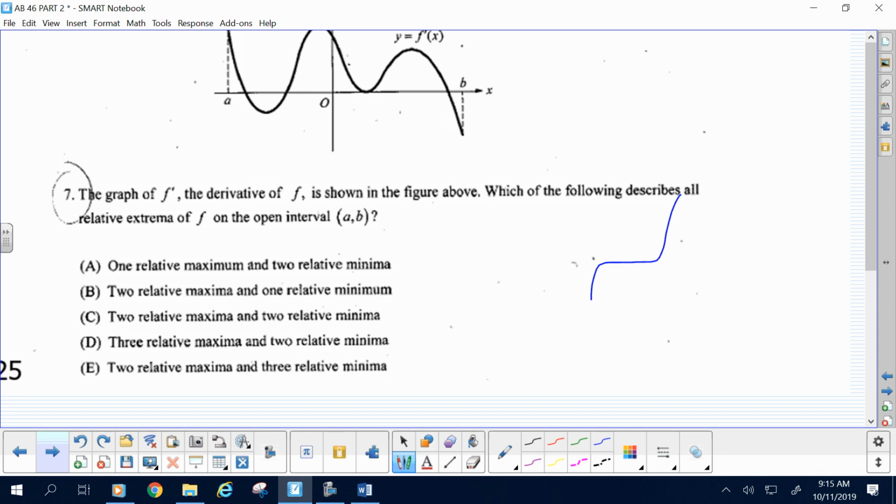The derivative has to change signs. Okay, so how many places does the derivative change sign? There are 3. This one's positive to negative, so that is a max. This one's negative to positive, so that's a min. And this is positive to negative, so that's a max. So it should have 2 max and 1 min. Your answer is B. Okay?